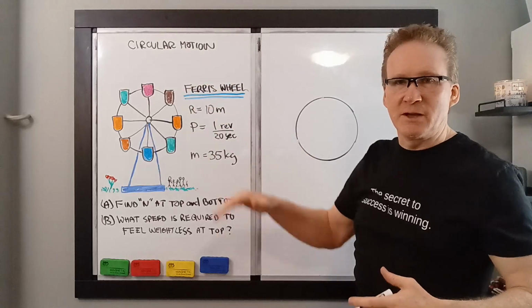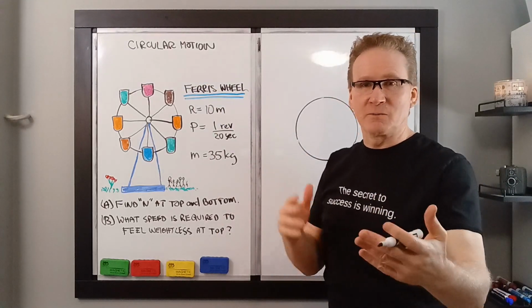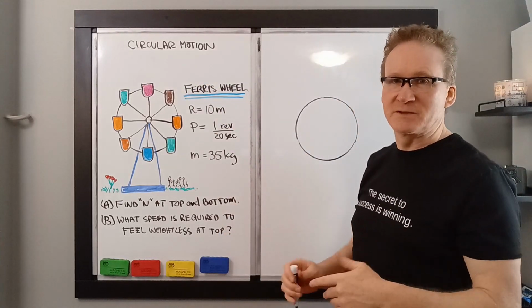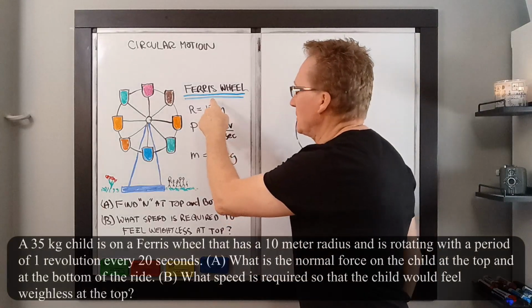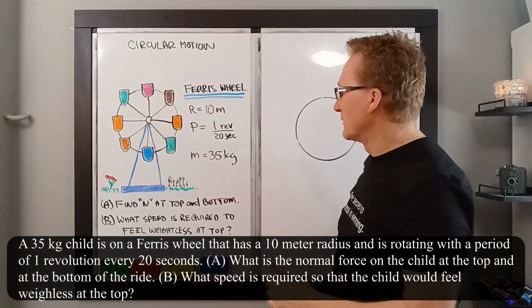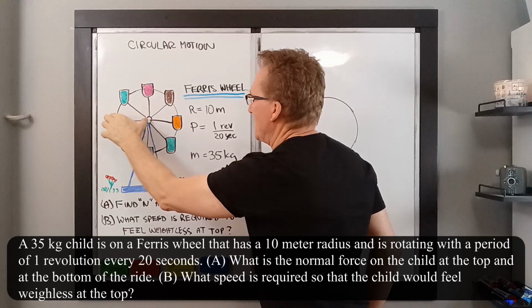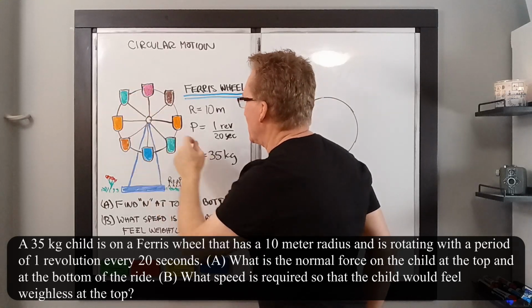This one is the Ferris wheel, which is a very common problem. You're going to have this on one of your tests, for sure on one of your assignments, so let's go over it together. Here we have a Ferris wheel, which is the most horrible ride at the entire fair, and it has a radius of 10 meters. That is from here, from the center to any of the buckets is 10 meters.